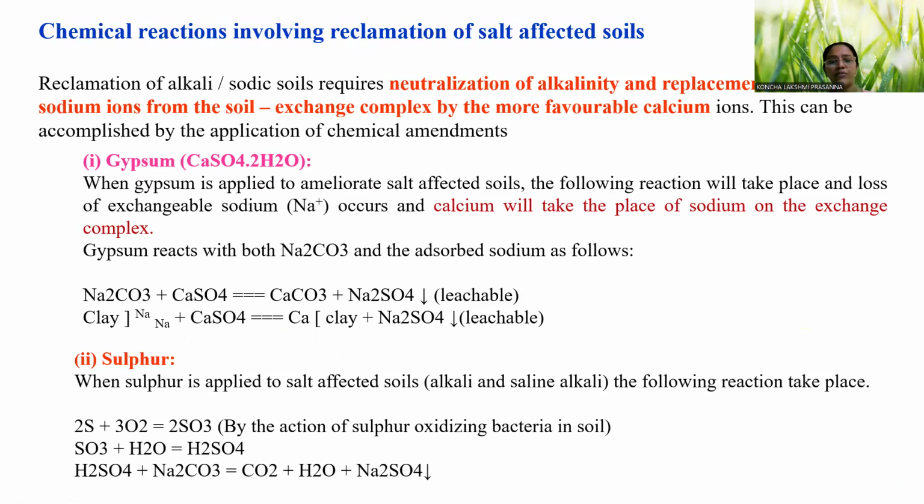When sulfur is applied to the alkali soils, the following reactions take place. When sulfur is applied to the alkali soil, by the action of the sulfur oxidizing bacteria, Thiobacillus ferrooxidans, sulfur reacts with oxygen and forms sulfate. Sulfate again reacts with water and forms sulfuric acid. This sulfuric acid combines with the sodium carbonate in the alkali soil and forms carbon dioxide, water, and sodium sulfate. The sodium sulfate which is formed gets leached down.